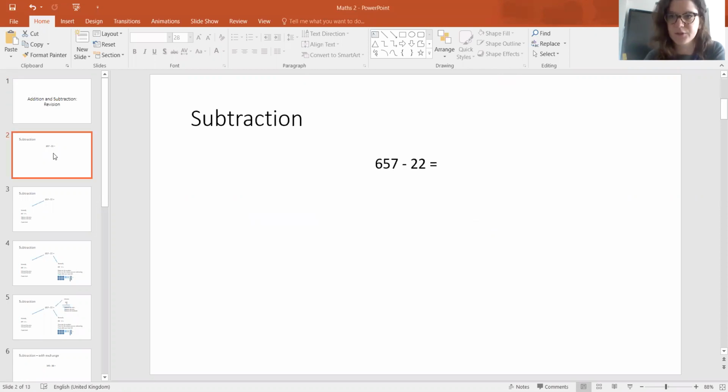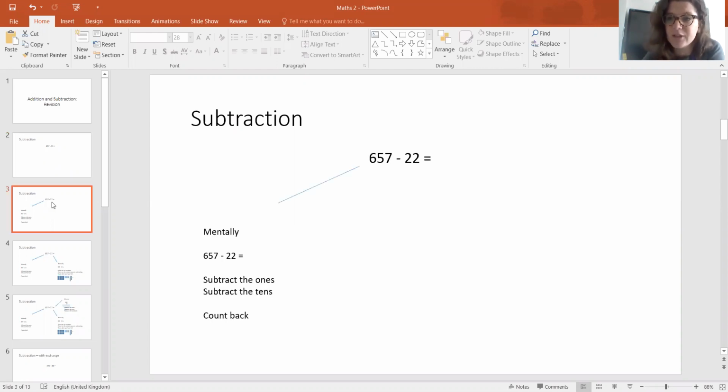And I'm going to show you an example of different ways that you can figure out a subtraction question through showing you how to answer this. 657 take away 22. So the first thing you could do is try to figure out the number sentence mentally. That means in your head.